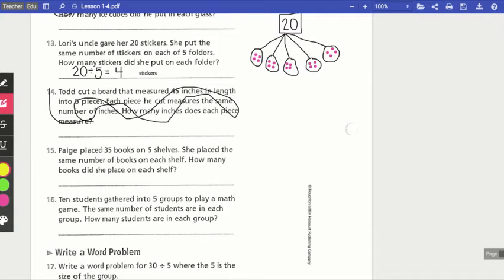Paige placed 35 books, oh, I heard a number, on 5 shelves. She placed the same number of books on each shelf. How many books did she place on each shelf? What is our total number of books that we start with? How many total books does Paige have to begin with? Very good. She's got 35 to start with.